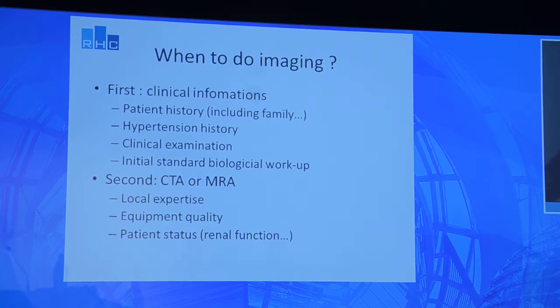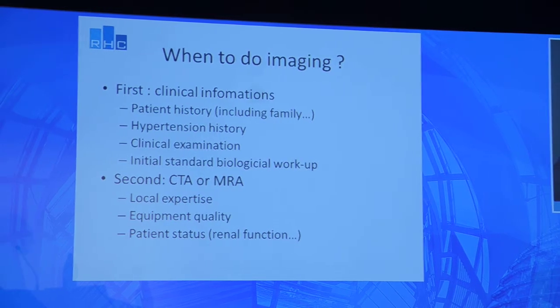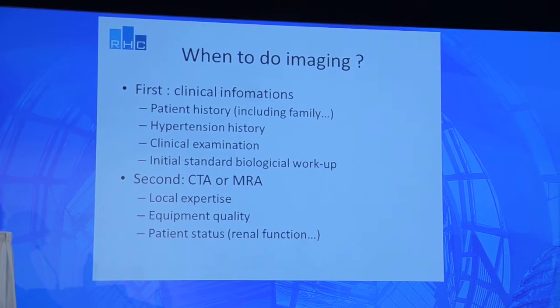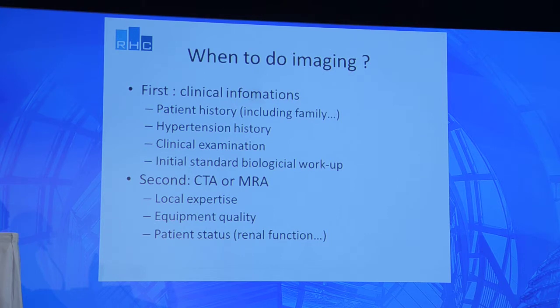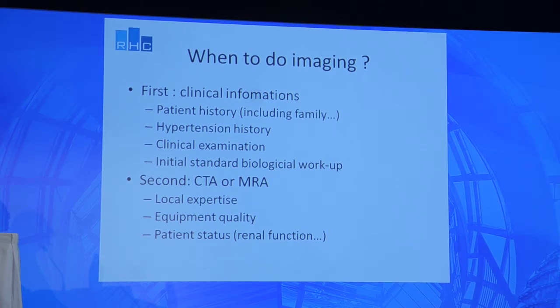Second, when you need to do imaging, you will probably choose between CT angio and MR angio, and this will rely on a lot of different things. Some are more scientific, some are less scientific. Obviously, local expertise and access to the modalities is very important. Some countries have very good access to MR, some have less access to MR. The quality of the equipment matters too: if you have a brand new MR magnet, you will be more happy than if you have an old CT scanner. And the patient status, obviously.